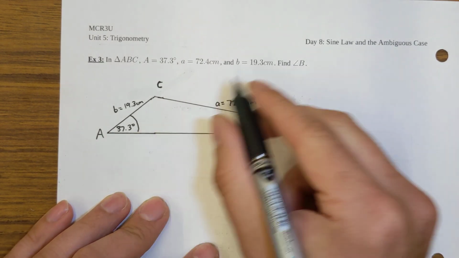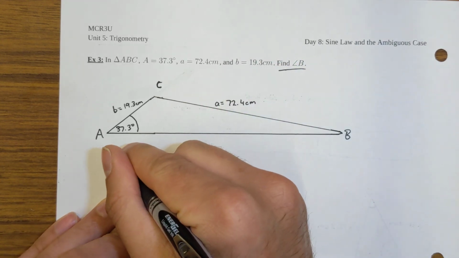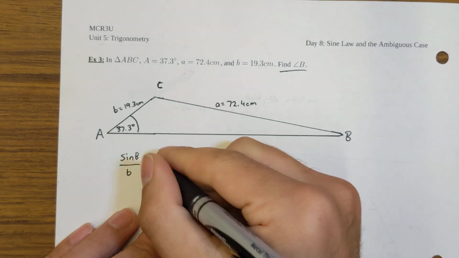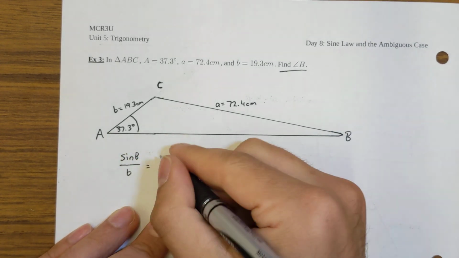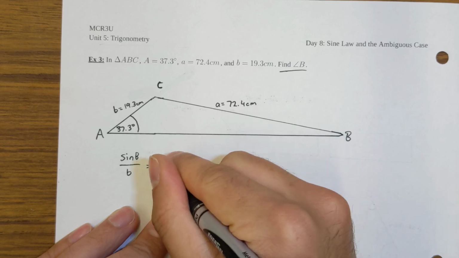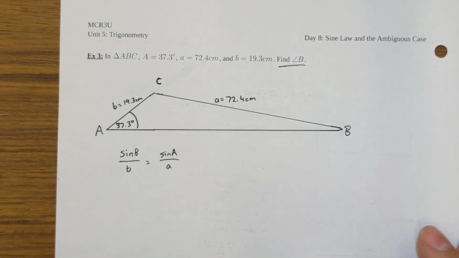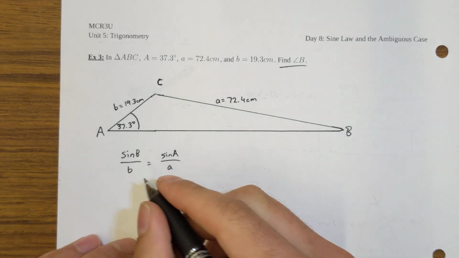We're looking for angle B. So we'll put angle B on the top. I know everything about the angle side pair A. So that'll be the other one we'll use. Again, C we don't need here.